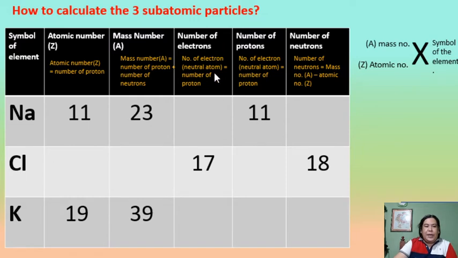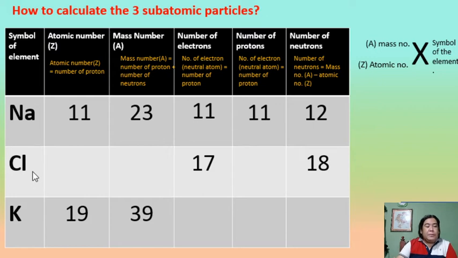Okay, number of electrons. How to identify the number of electrons? The number of electrons in a neutral atom is always equal to the number of protons. Since the number of proton is 11, so 11 din ang kanyang electron. Then last, number of neutrons. The number of neutrons is equal to the mass number minus the atomic number. So 23 minus 11, you will have 12 for the number of neutrons ng sodium.